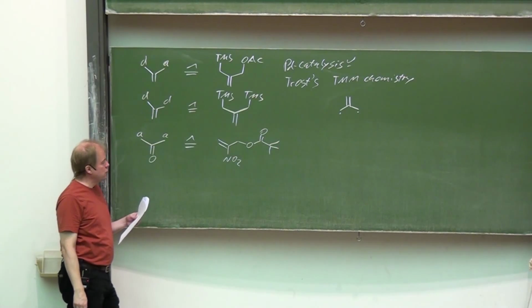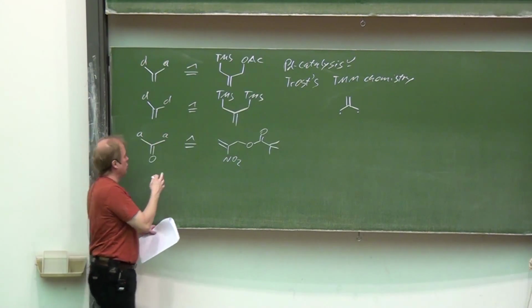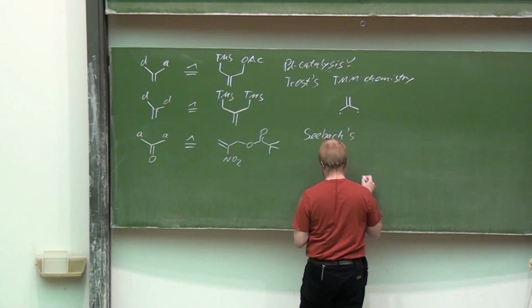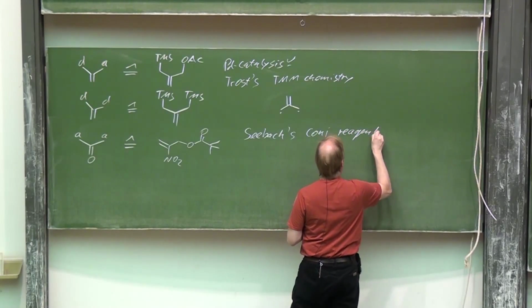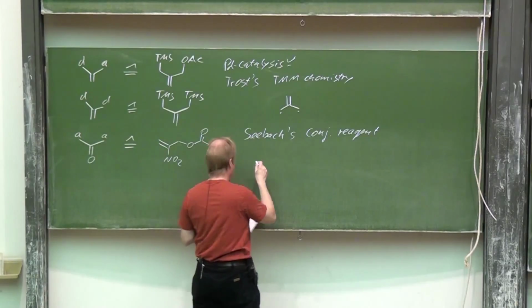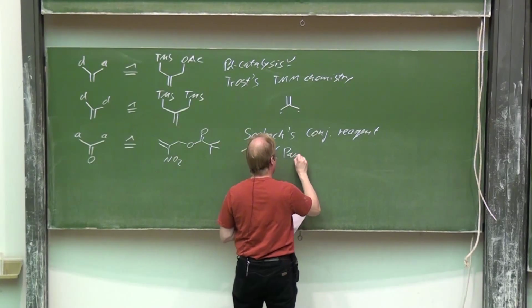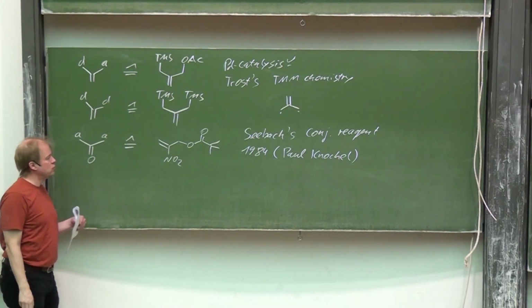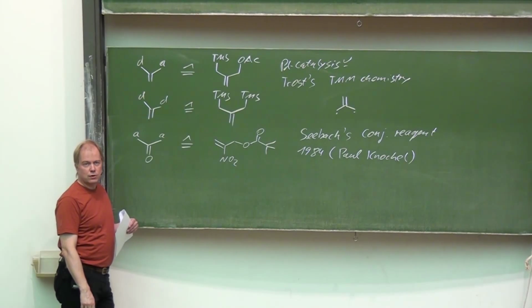This is the conjunctive reagent, a synthetic equivalent for that synthon, also called Seebach's conjunctive reagent, developed in 1984 with his co-worker Paul Knochel. Some of you should know Paul Knochel already from Knochel chemistry. We've talked about stoichiometric organometallics.